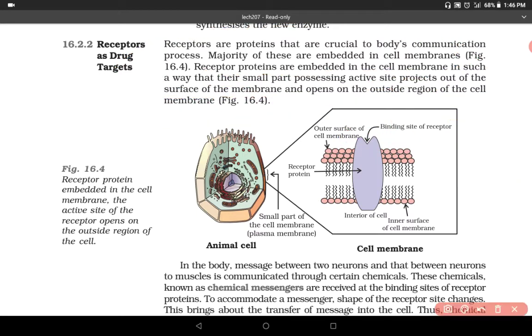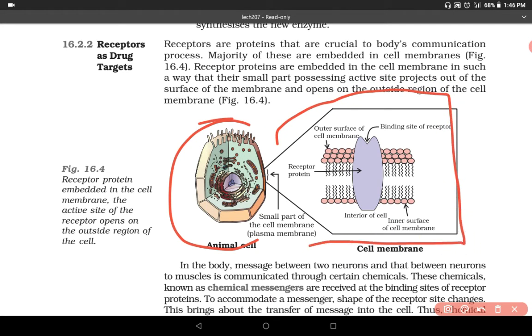In this diagram we can see a close-up look of the cell membrane. There is the outer surface of the cell membrane, the inner surface, the binding site, and also a small part of the cell membrane, the plasma membrane. This figure shows the receptor protein embedded in the cell membrane, with the active site of the receptor opening on the outside region of the cell.